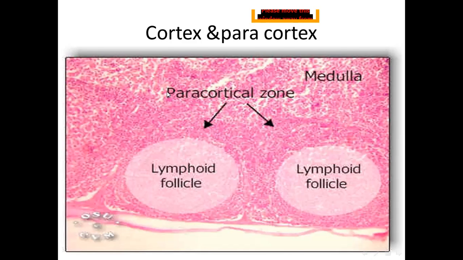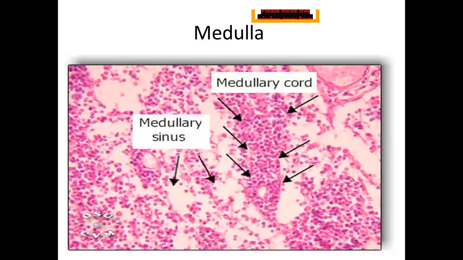After that, we come to the paracortical zone, or paracortex, which is considered a site rich in T cells and located between the medulla and the follicle-rich region of the cortex. So it's the middle site between the cortex and the medulla. And finally, we come to the center of the node.